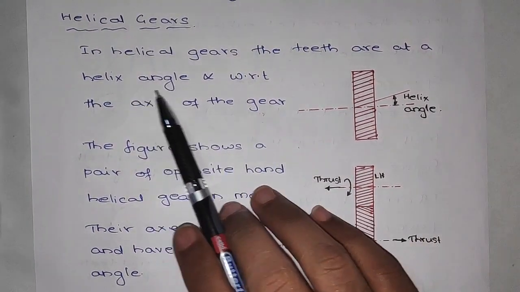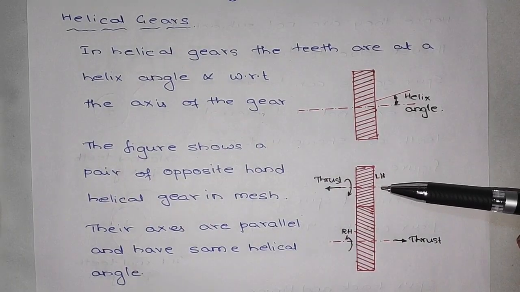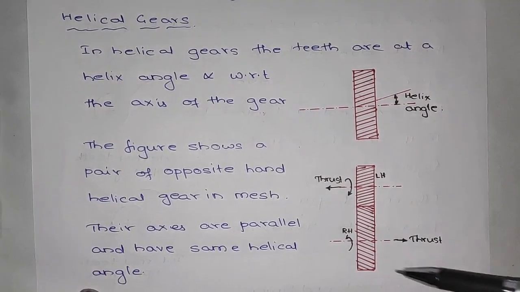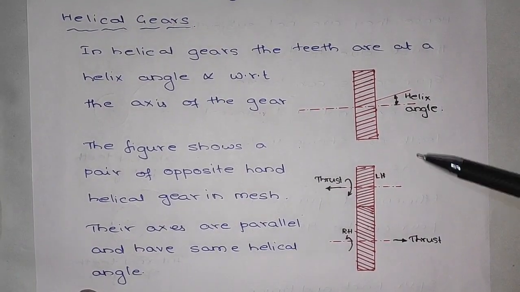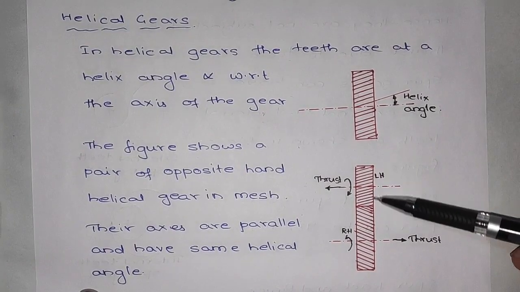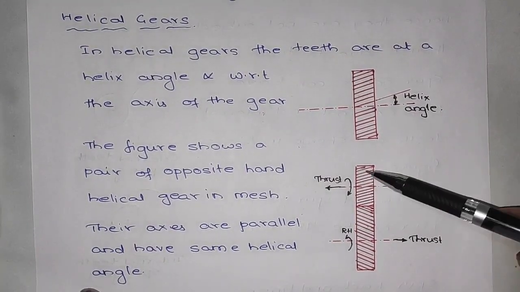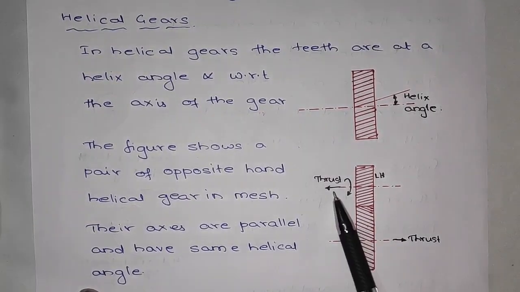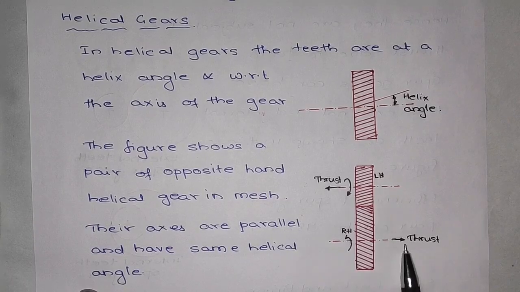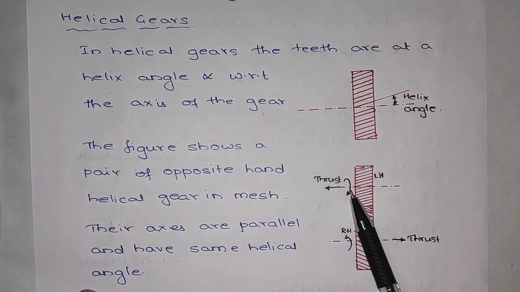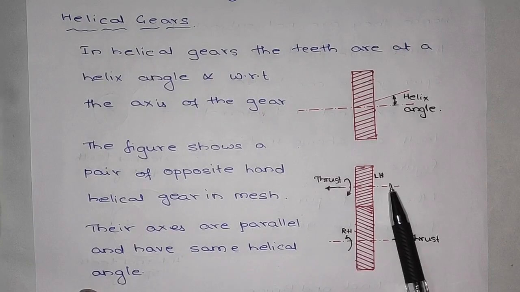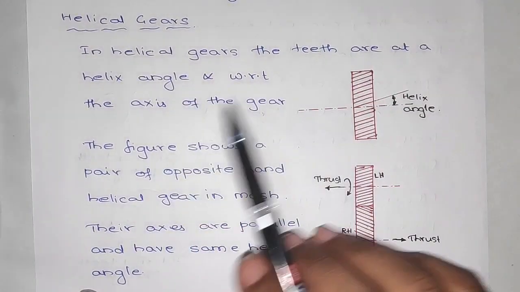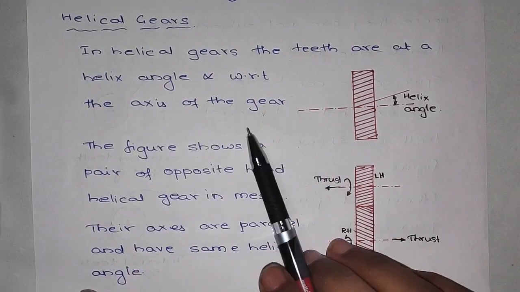So in helical gears, again this is similar to the spur gear, but the only difference is that the teeth are not parallel to the shaft axis either on the pinion or on the gear. So here you can see there is a pinion and there is a gear. If you see the teeth angle, they are inclined or non-parallel to the shaft axis either for the pinion or for the gear. And this angle made with respect to the shaft axis, we call it the helix angle. So here in a helical gear, the teeth are at a helix angle alpha, with respect to the axis of the gear.